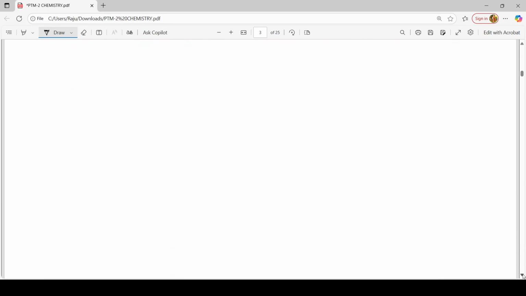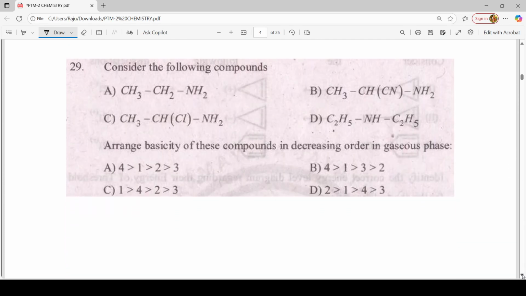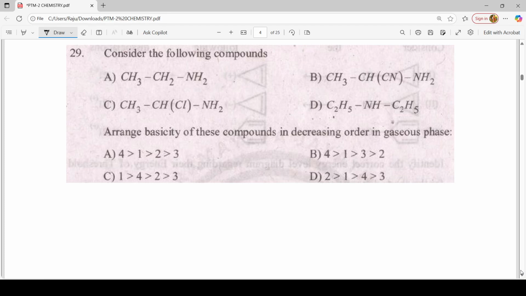Next, students, 29th question. Consider the following compounds. So they have given ethanamine, 2-cyanoethanamine, next 2-chloroethanamine. Sorry, 1-cyanoethanamine, 1-chloroethanamine. You can write option B as 2-amino propane nitrile. Coming to option D, N-ethyl ethanamine.